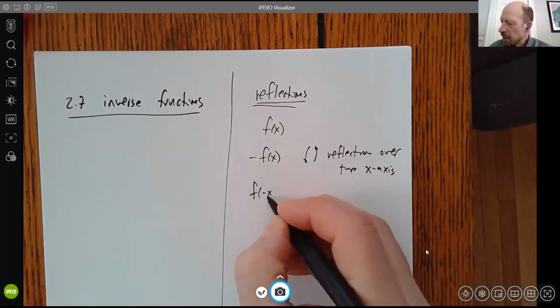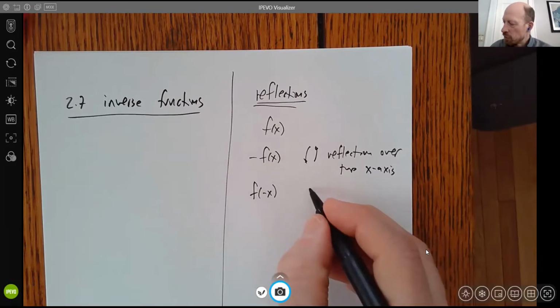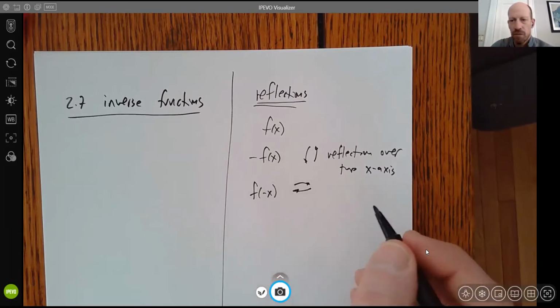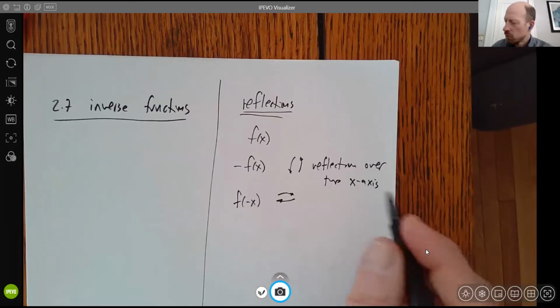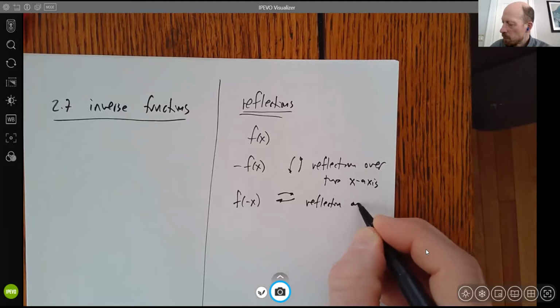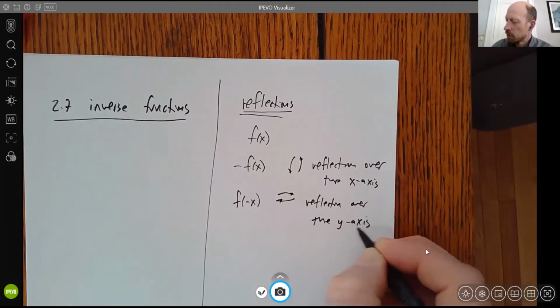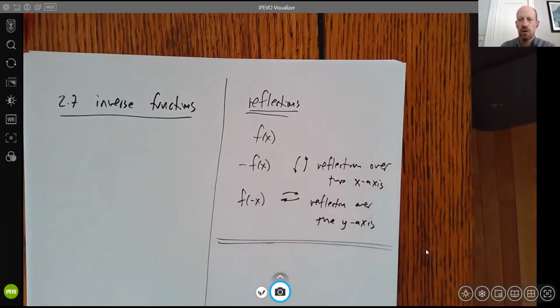If, on the other hand, I make the x negative, that's going to flip things left and right. So that's going to be a reflection over the y-axis. Okay, so when we say reflections, those are flips of my graph over a particular axis.